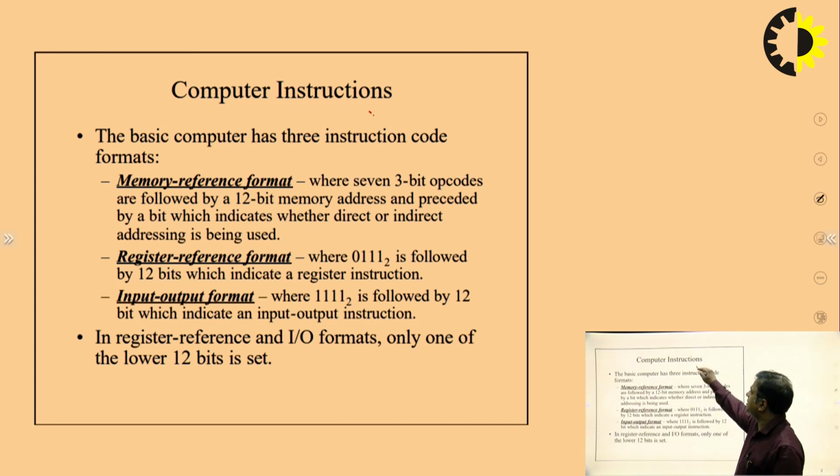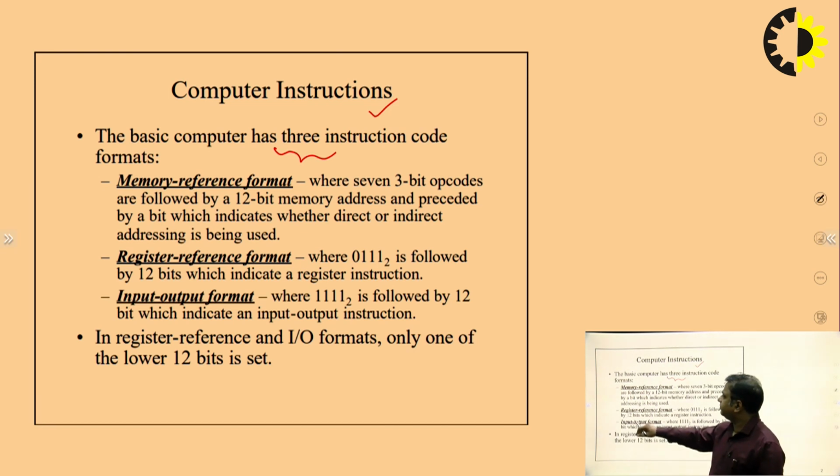The computer, as we all know, performs different types of functions like transfer of data from memory, transfer of data from the register, or transfer of data from input output devices. So for each type of function, the computer has different types of instructions, right? So basically we have divided the instructions into three types of instruction code.